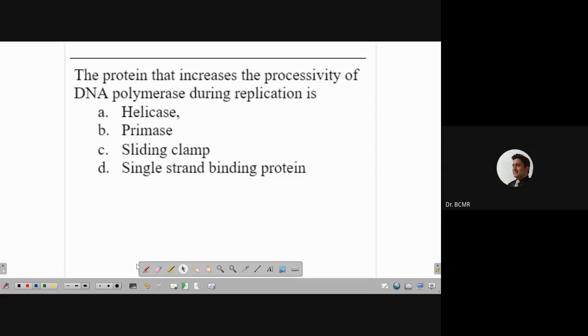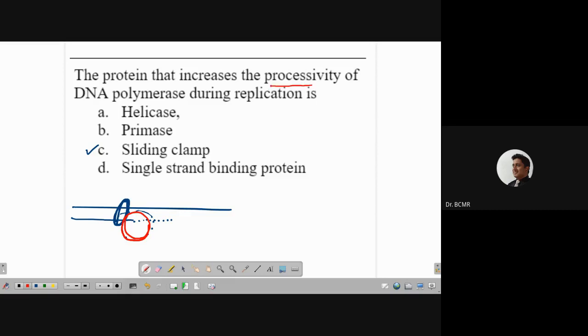So the protein, it is sliding clamp. What is sliding clamp? It is the protein that encircles the DNA like this, to which the DNA polymerase is bound, and then it keeps polymerizing. Okay? So sliding clamp is wound around DNA, and DNA polymerase is interacting with sliding clamp, and then that increases the processivity.